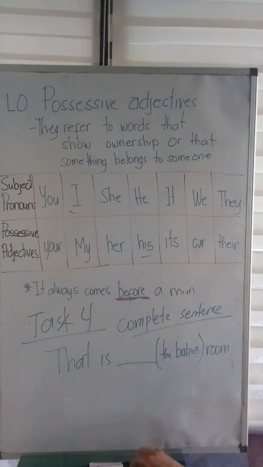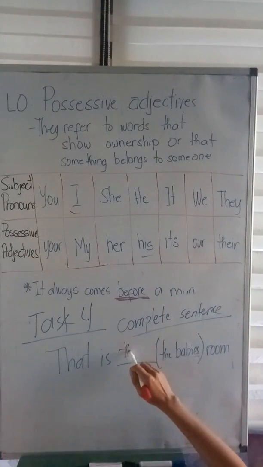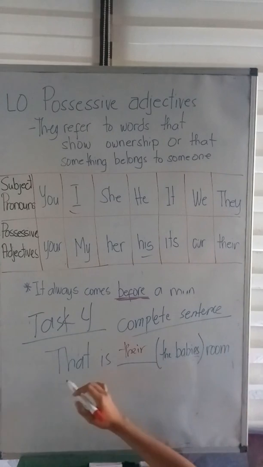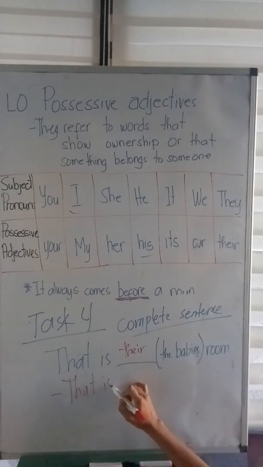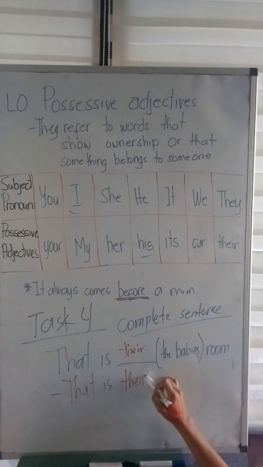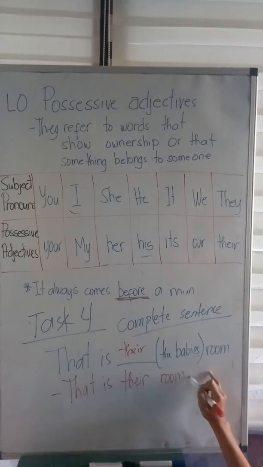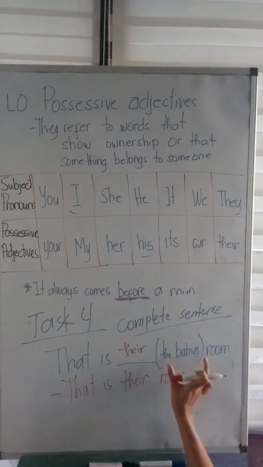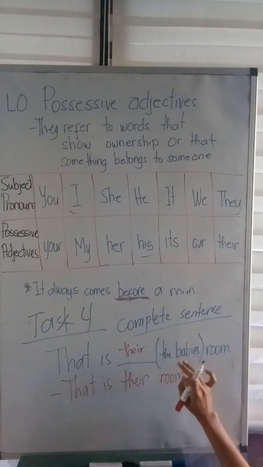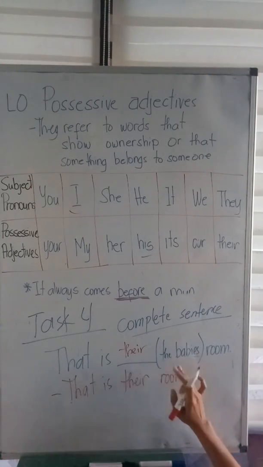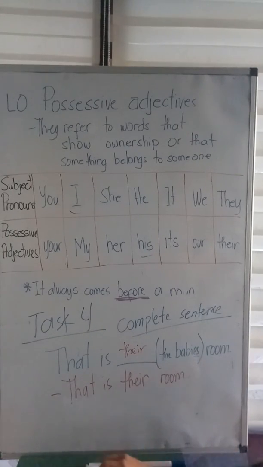So the answer for this is their. So you need to write the complete sentence, that is their room. Full stop. Okay, you need to write the full sentence. You have to check the words inside the parenthesis for you to get the answer, or the possessive adjective answer.